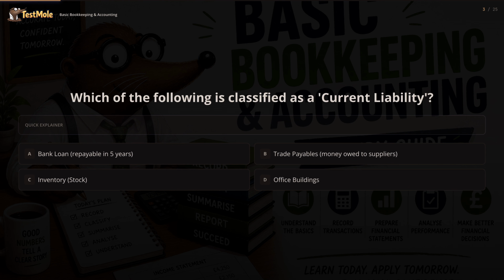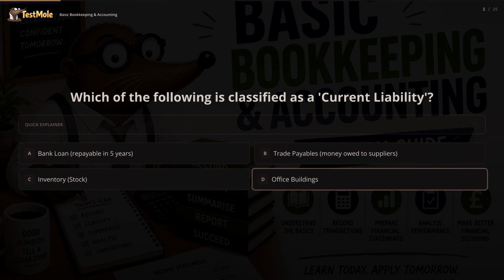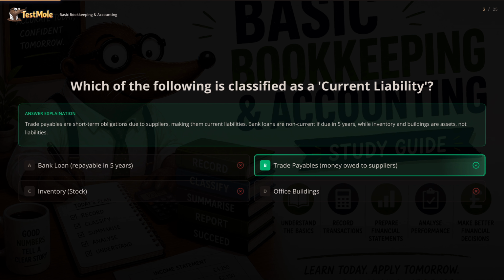Possible answers are A. Bank loan, repayable in 5 years. B. Trade payables, money owed to suppliers. C. Inventory, stock. D. Office buildings. The answer is B. Trade payables are short-term obligations due to suppliers, making them current liabilities. Bank loans are non-current if due in 5 years, while inventory and buildings are assets, not liabilities.